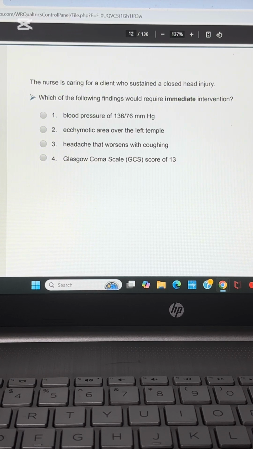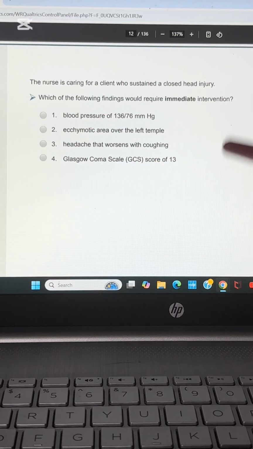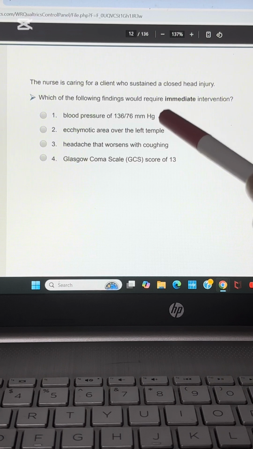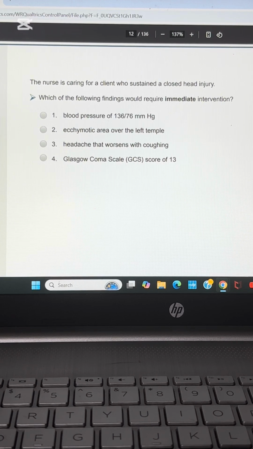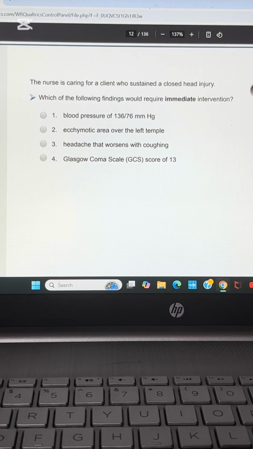Now, let's go through the options together. We are going to come to the stem very soon. But look at option one. They said blood pressure of 136/76. Is that a neurological symptom? No, that is not a neurological symptom. Guess what? If you are the kind of person who thinks about the condition, you might say this symptom can be related to what the patient is experiencing. But I'm not thinking about the condition.